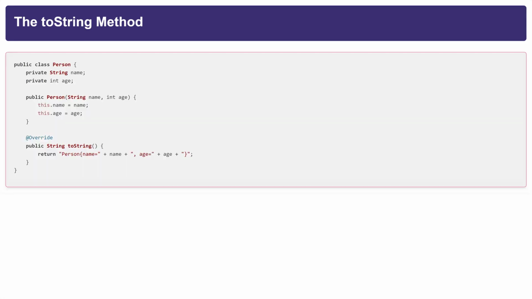The toString method can be overridden in custom classes. Here's an example in the Person class. It returns a string that includes the person's name and age.